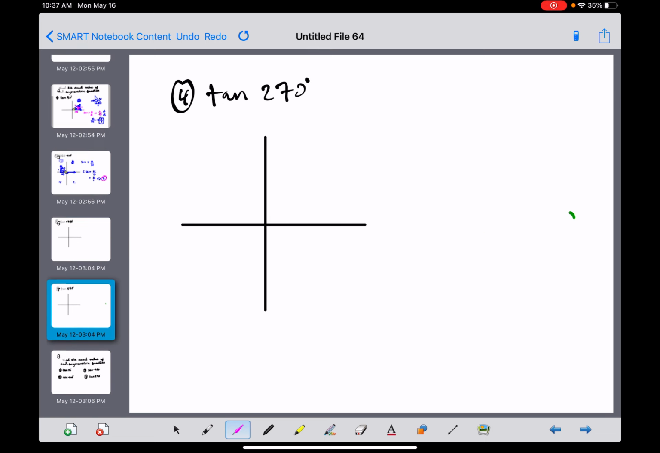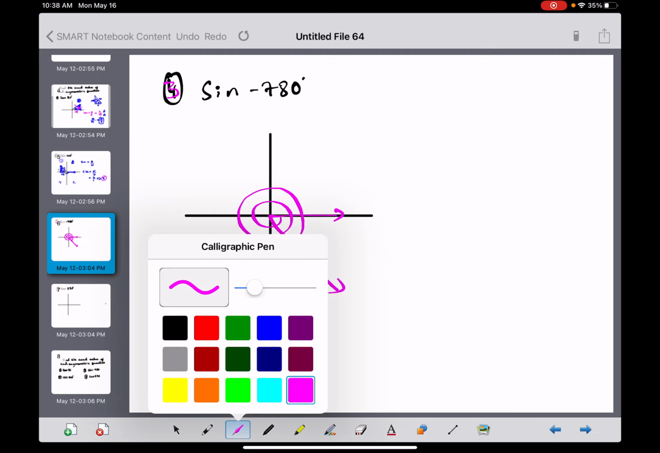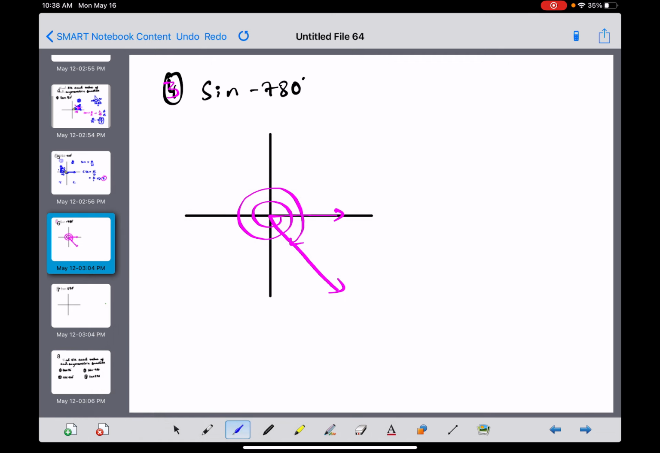Number 3, sine of negative 780 degrees. So we still draw our angle. One circle is 360, two circles is 720. And that means we need a little bit more, like 60 degrees more. So this is 60 degrees.